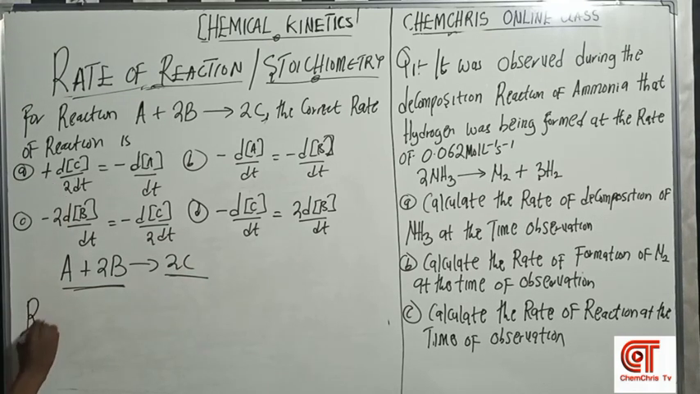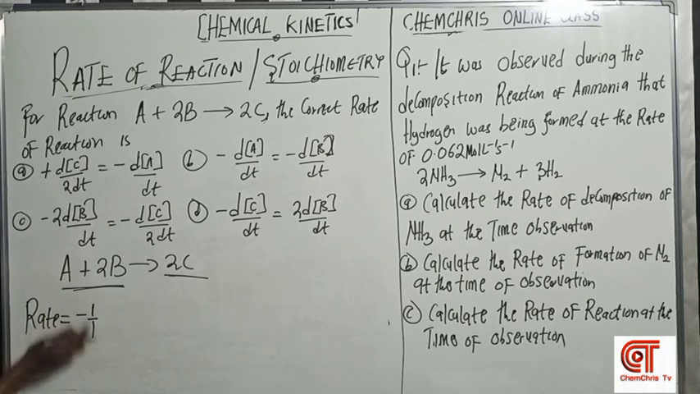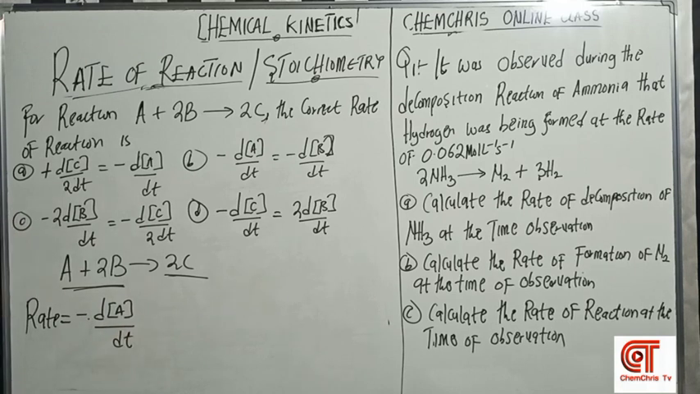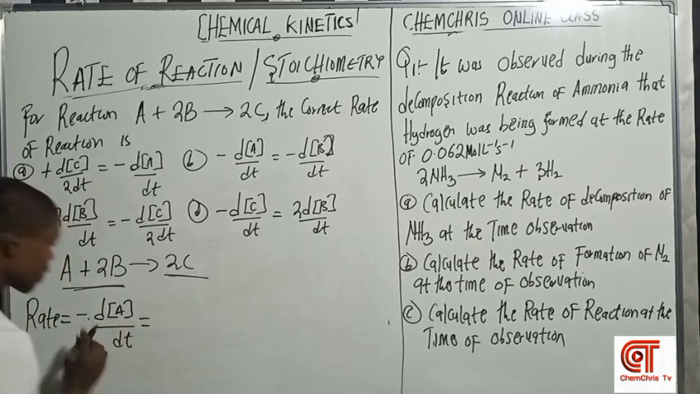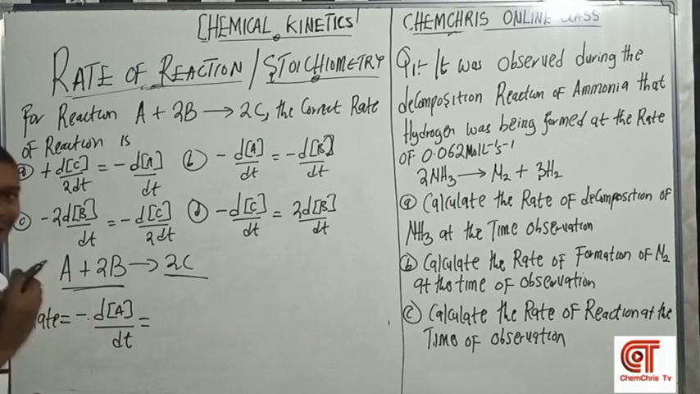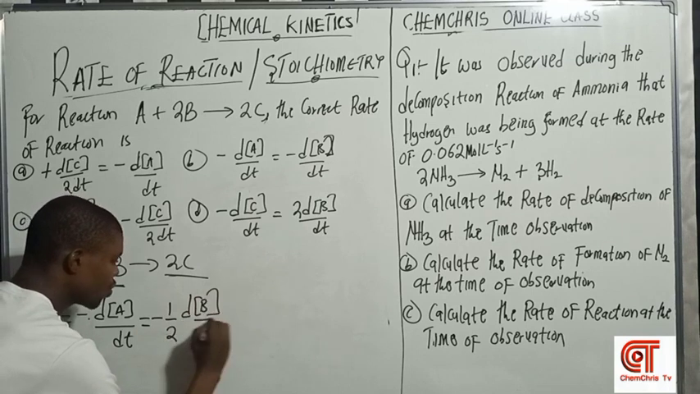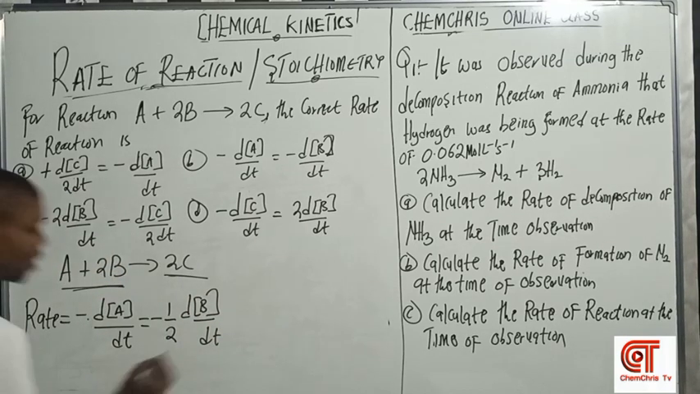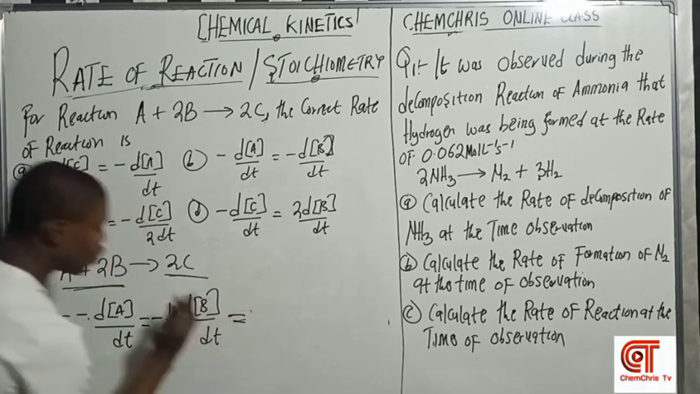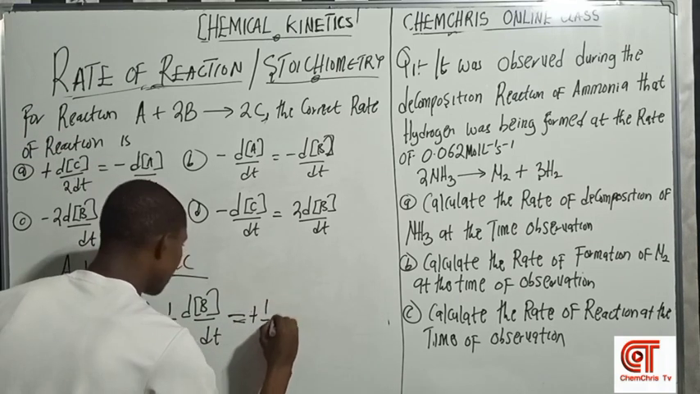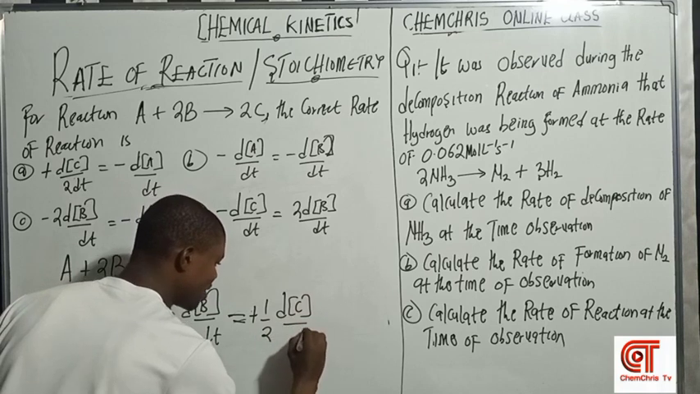So you can see that rate is equal to minus 1 over 1, because the coefficient is 1, so they're not going to put 1 over 1. You can just say change in concentration of A over change in time. Equal to, now B is also a reactant, so there will be a negative sign: minus 1 over 2 change in concentration of B over change in time. Equal to, now moving toward the product side, you use a positive sign. So it's going to be plus 1 over 2 change in concentration of C over change in time.